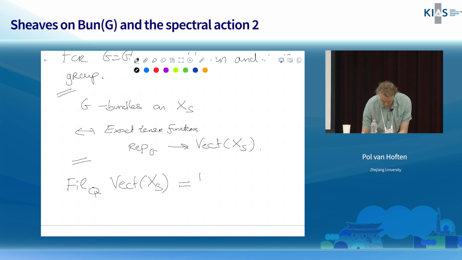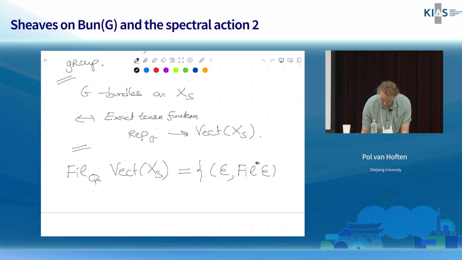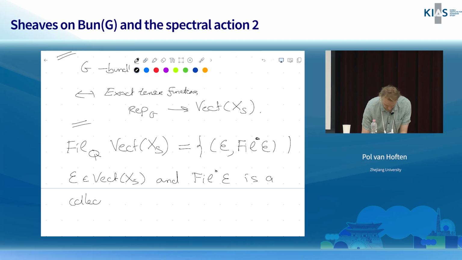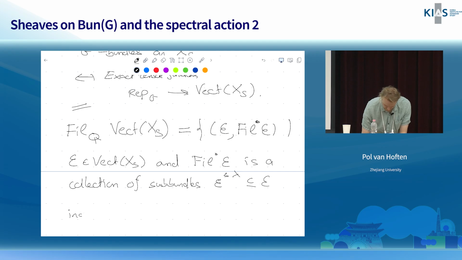Okay, so what is this? It's a category of pairs (E, Fil^• E), where E is just a vector bundle, and this filtration Fil^• E is a collection of subbundles E^{≤λ} inside of E, indexed by Q, such that some properties hold.